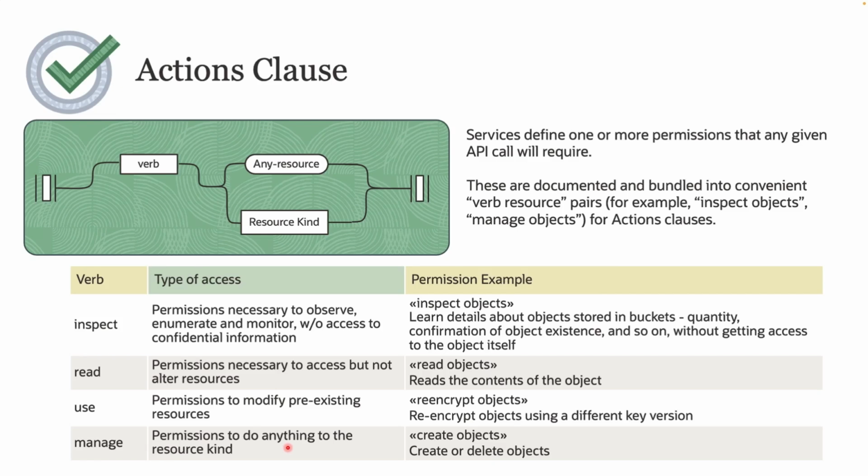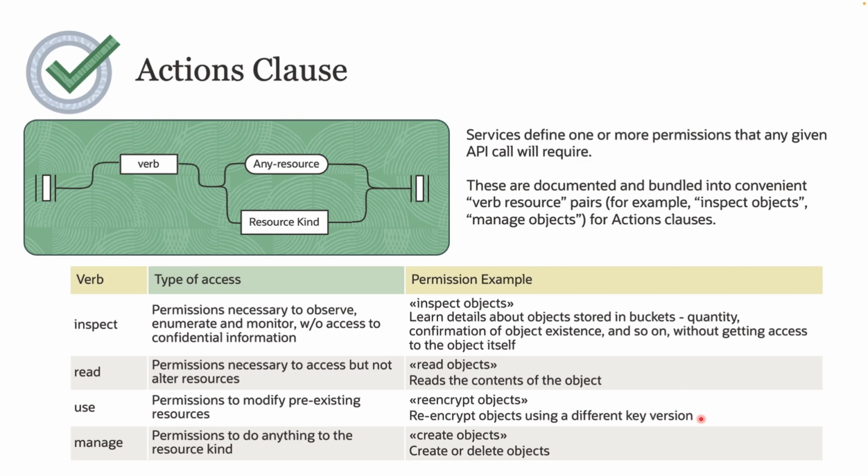Now let's see some permission examples to relate verbs in policy. When you say inspect object, you can learn about objects stored in buckets, or details about the object stored in the bucket, like quantity or whether the object exists or not, without getting access to the object itself. But when you write a verb like read object, you are reading the content of the object. And when you say something like re-encrypt object, you want to basically encrypt the object using a different key version.